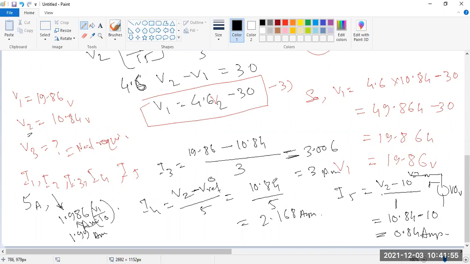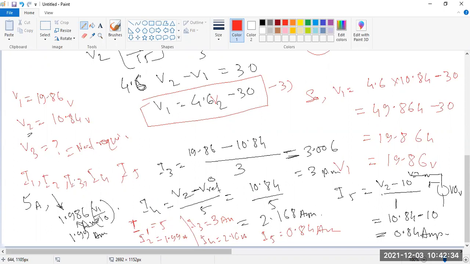So this is your equation. So we can write what our answers are. I1 is 5, I2 is 1.99 ampere, and I3 is 3 ampere, and I4 is 2.16 ampere, and I5 is 0.84 ampere. So this is your answer.